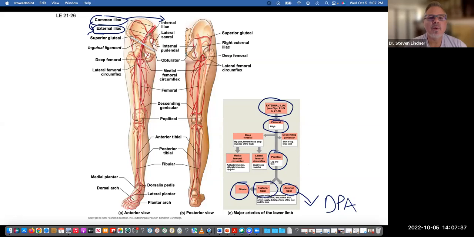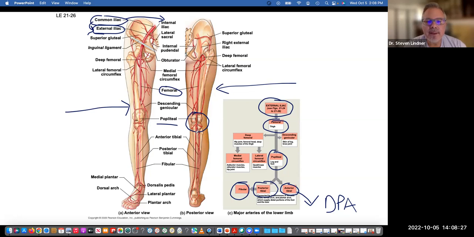Okay, so what it looks like here, let's just see if we can follow them down. Here's the external iliac. If we follow it down, right here, there's your femoral. If we follow the femoral down, you can see that it looks like it's going posterior, and it is. On this side, we're looking at an anterior view, and on this side, we're looking at the posterior view. If you look at that posterior view, look at that femoral artery, and right there behind the knee, where the popliteal depression is, the popliteal fossa, is the popliteal artery. Okay, and this is the right popliteal artery.